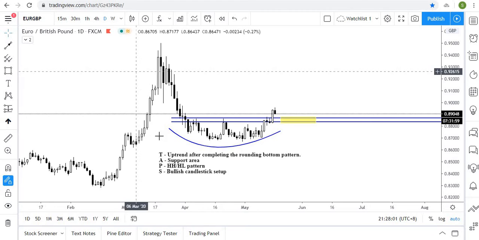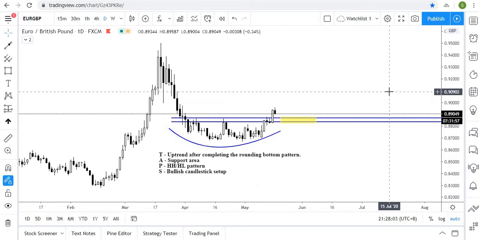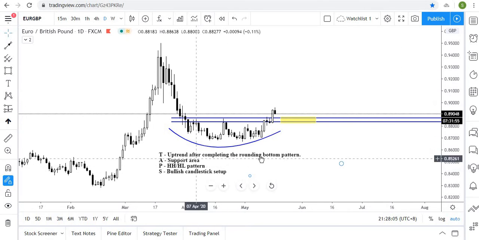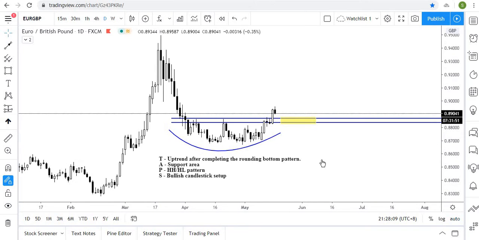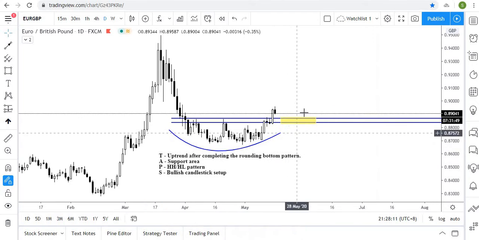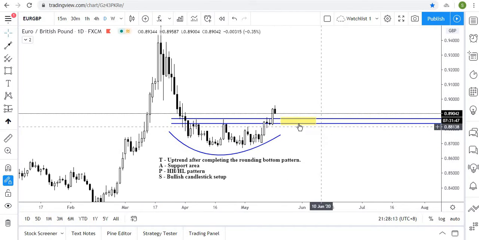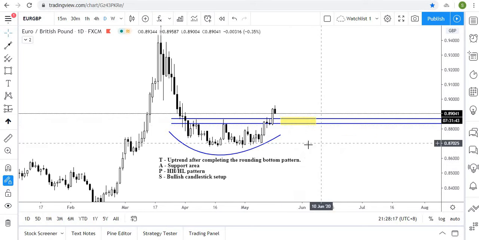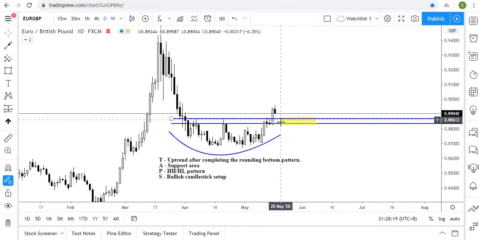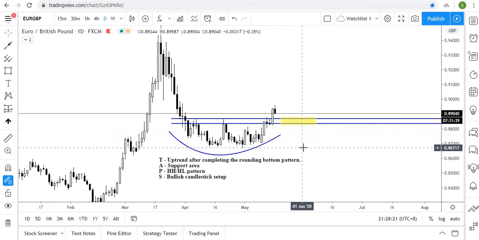EURGBP is currently on an uptrend bias after completing a rounding bottom pattern. So we should look for support areas in this scenario. This yellow area is the most recent resistance-turned-support area. So when the price comes back to this area, we can look for buy signals.